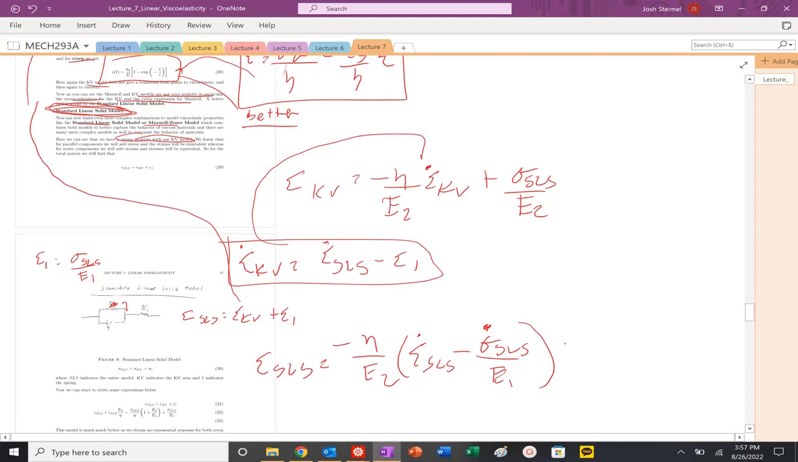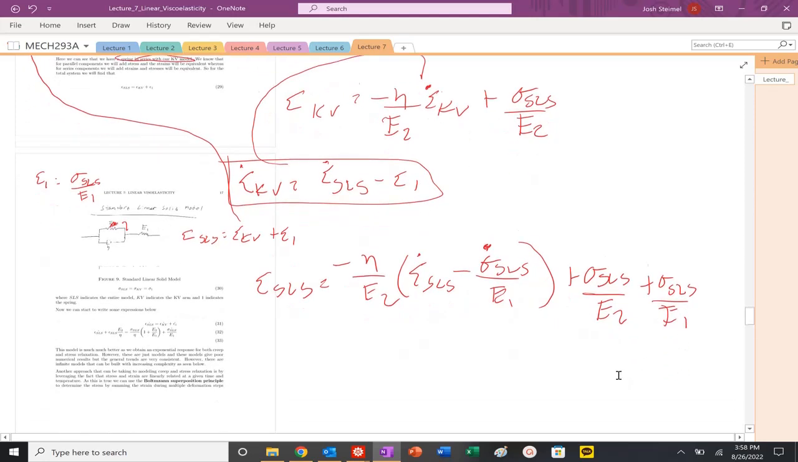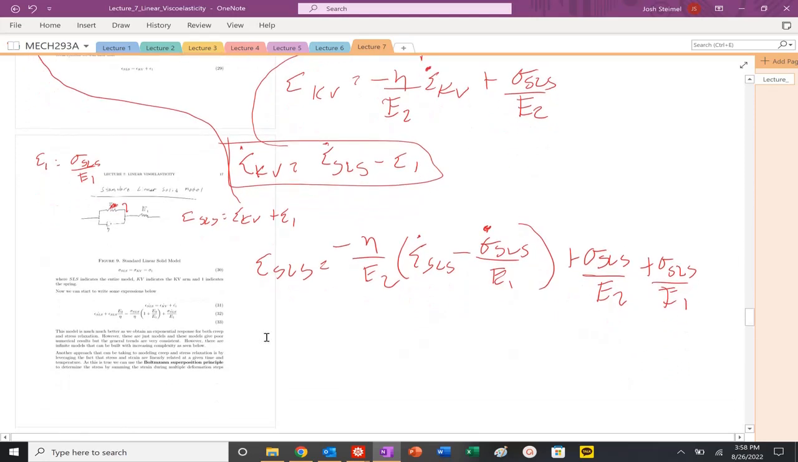over E2. And then we're also going to add on sigma SLS over E1. A nice, disgusting looking equation, but we have our constitutive equation right here. You could actually stop here and proceed with integration and looking at the creep and stress relaxation response.